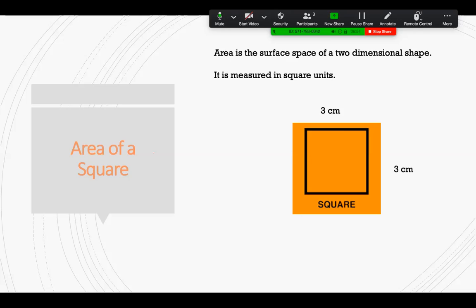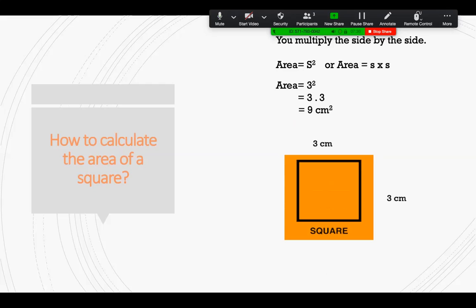When looking for the area of a square, we are actually finding the surface space of a two-dimensional shape. It is measured in square units. As you can see, a 3 centimeter by 3 centimeter square would have 9 squares covering it. Clear? Can you count the square units? How many do we have? 9. Why? Because 3 times 3 is 9.